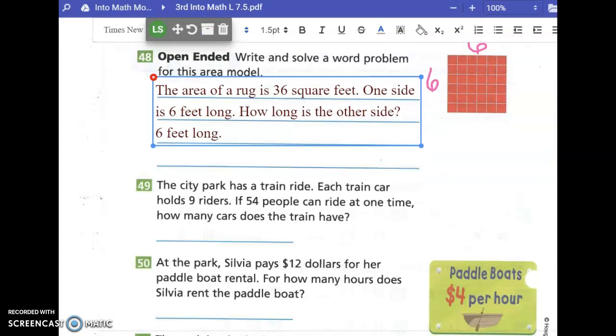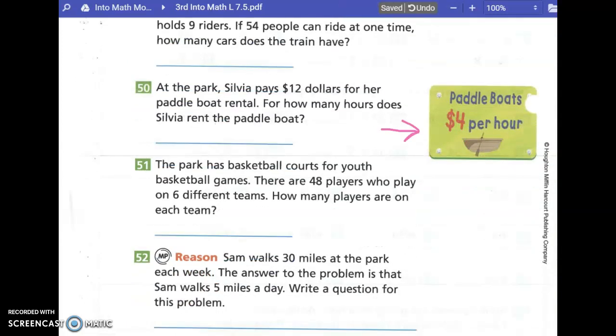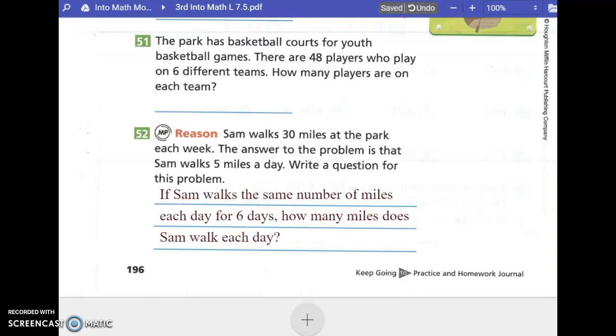Okay, on number 50, you're going to have to use this sign to help you with your problem. I'm going to scroll down to number 52. Reasoning. Sam walks 30 miles at a park each week. The answer to the problem is Sam walks 5 miles each day. Write a question for this problem. A question you could ask is, if Sam walks the same number of miles each day for 6 days, how many miles does Sam walk each day?